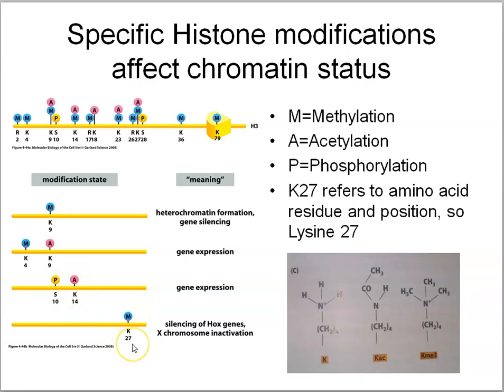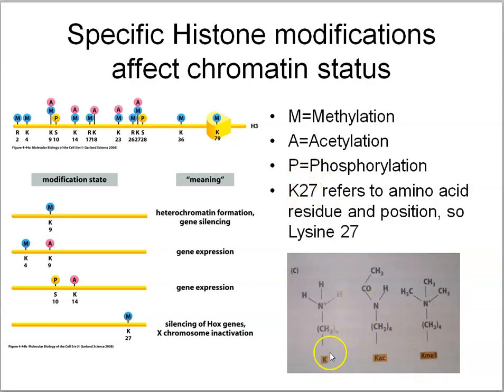Lysine 27 methylation is fundamentally important for silencing of Hox genes, which are fundamental developmental genes, and also X chromosome inactivation, where you get lionization of the X chromosome in females. So we can then get codes such as H3, K27, Me3, and that would mean histone H3 lysine 27, and Me3 would mean it's trimethylated at lysine 27.